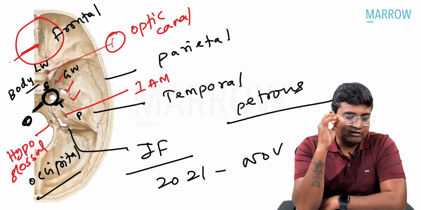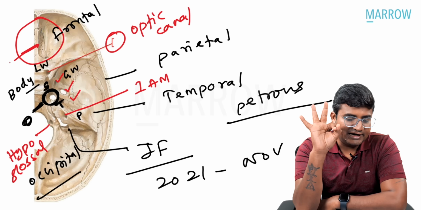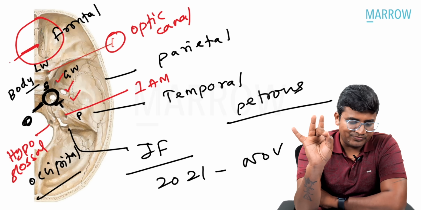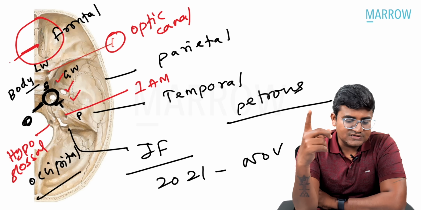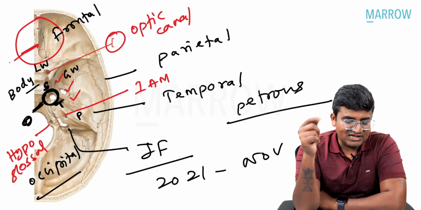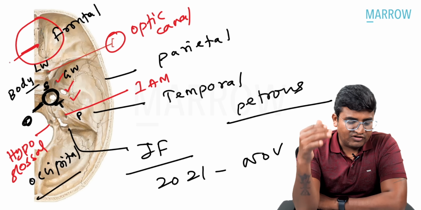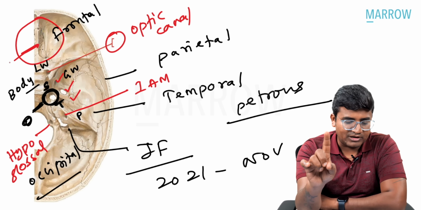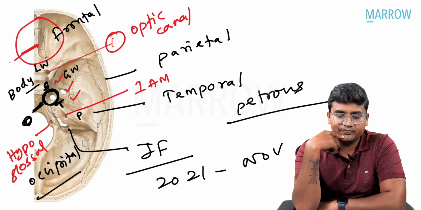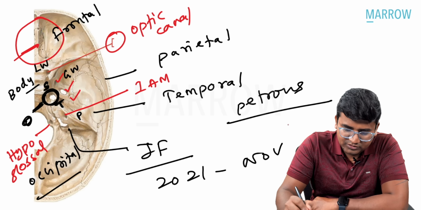Now to sum up. In the lesser wing, you see only one foramen, that is our optic canal. In the greater wing, we see three foramens: foramen rotundum, foramen ovale and foramen spinosum. At the junction of three bones, sphenoid, occipital and temporal bone, our foramen lacerum. In the petrous temporal bone, we have one foramen, that is our internal auditory meatus. At the junction of temporal bone and the occipital bone, jugular foramen. Hypoglossal canal is present in the occipital bone. Clear? Right. So that's all about this question.